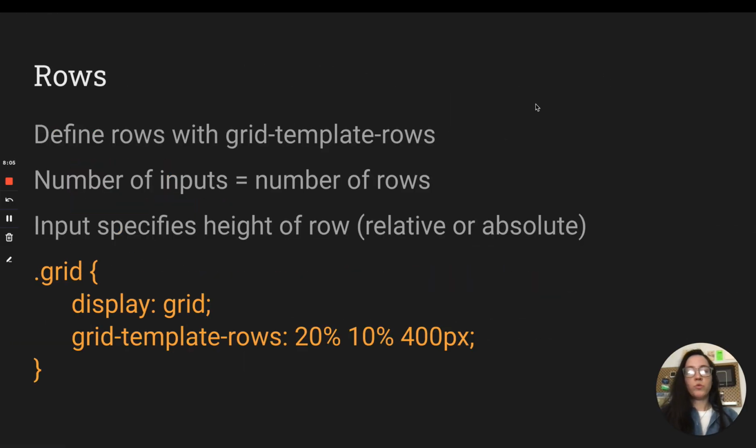Moving on to rows. Okay, so you can also define rows. Whereas in Flexbox, in order to get rows or columns, you had to do wrap, here you can actually define the rows and the columns. So to define rows, it's very similar. You do grid-template again, except now you say rows, and again, the spaces indicate the next one. So here I have 3 rows, the first 20%, the second 10%, the third 400 pixels.